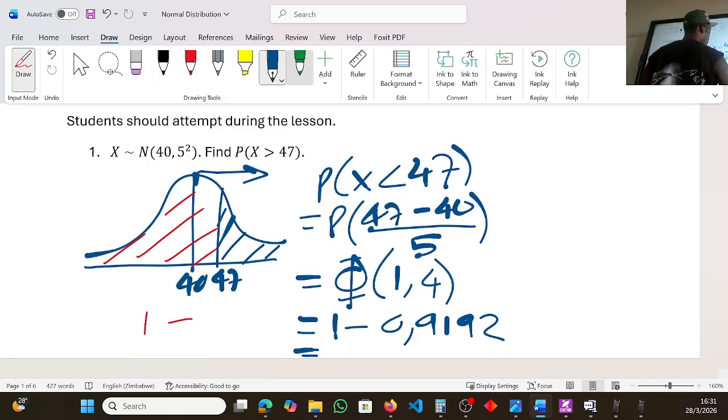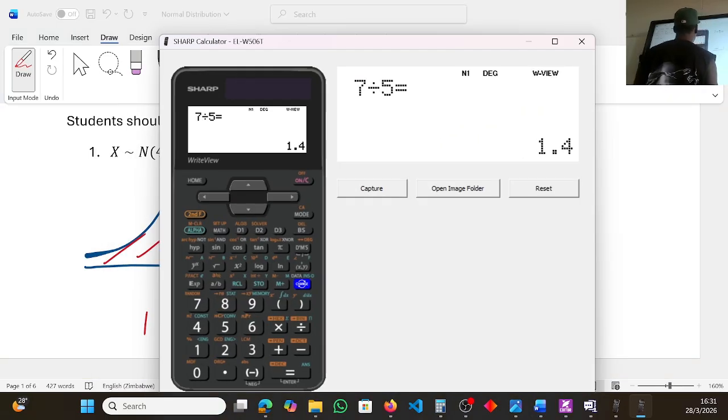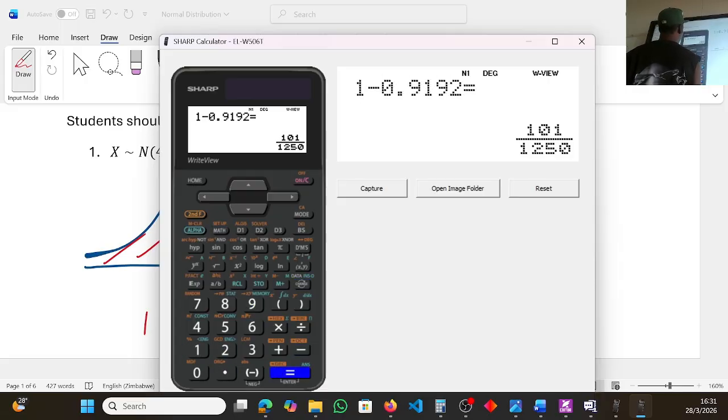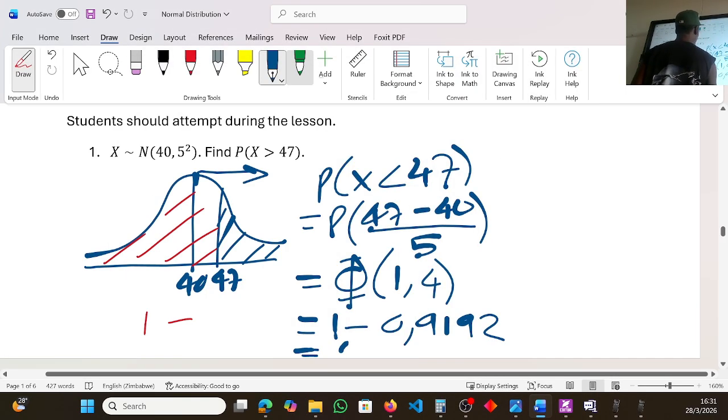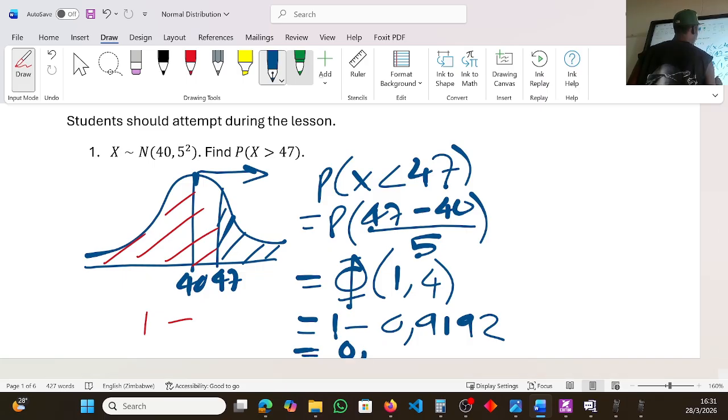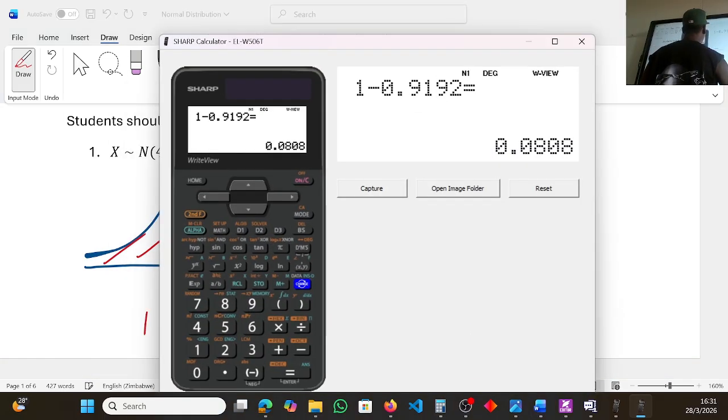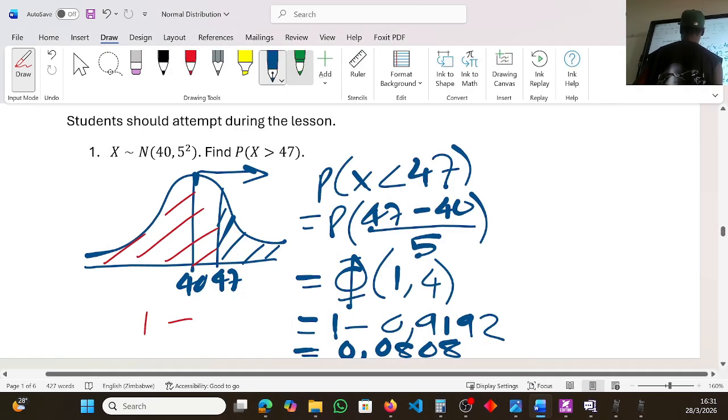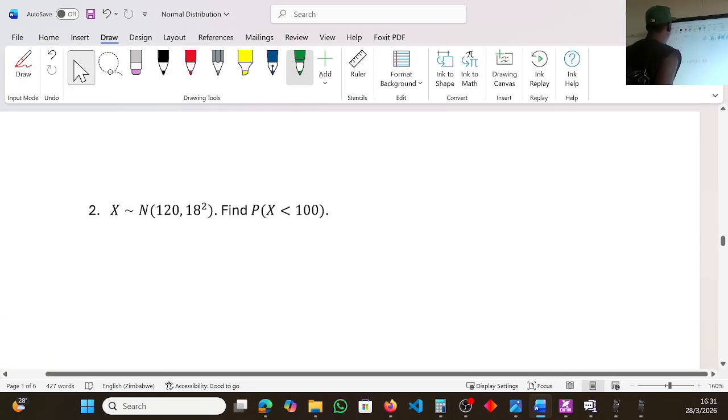If I bring my calculator, it's 1 minus 0.9192, giving us a probability, in decimal form, of 0.0808. That's to 4 decimal places. That's what we have. Moving to the next, which is number 2.